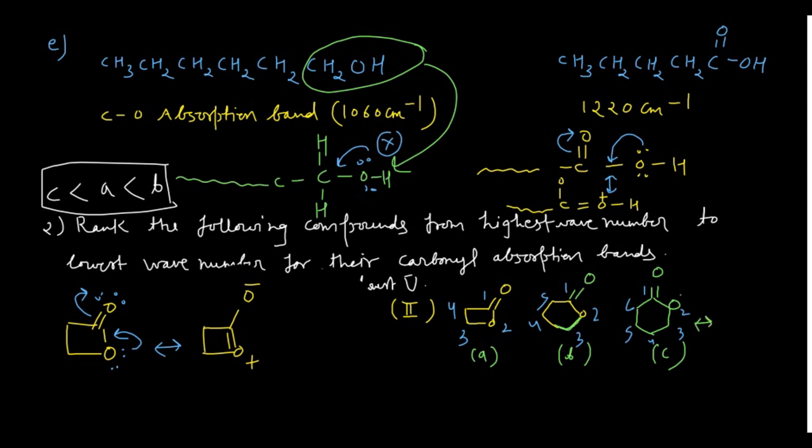So what can happen, the electron pair which is present on this oxygen of the six-membered ring can be donated here and this can come up, and you will have another structure. That structure would look like this: single bond oxygen with negative, and double bond oxygen with positive.